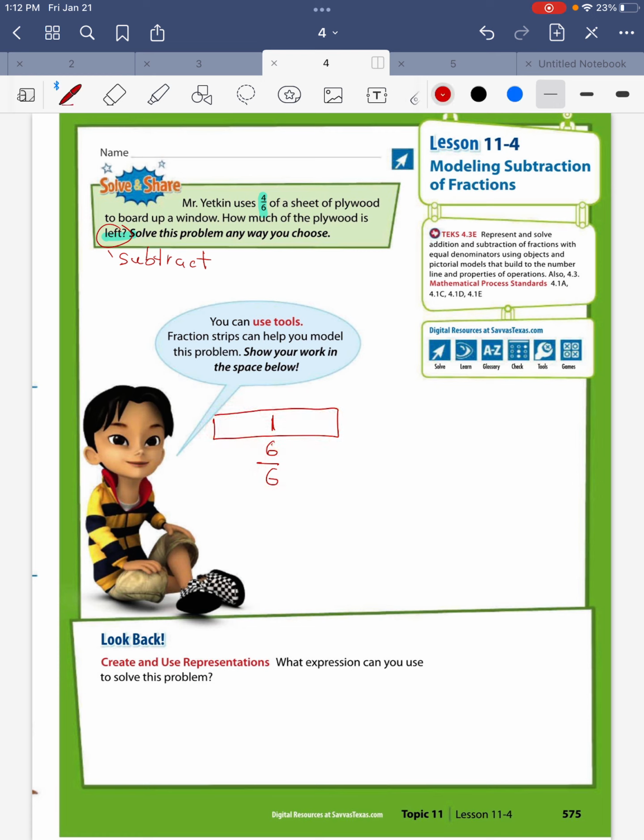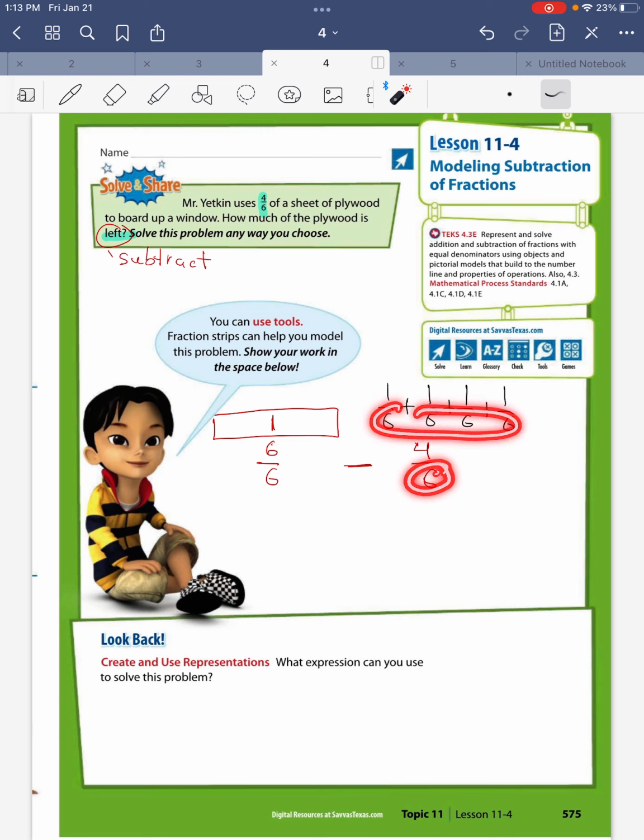So he has one plywood, a whole plywood, and he uses, so I'm going to put a subtraction sign, he uses 4/6. Okay, if I decompose that, that's just 1/6 plus 1/6 plus 1/6 plus 1/6. Okay, if I add all those, remember, the denominator 6 stays the same. I add my ones, 1, 2, 3, 4, and I get 4.